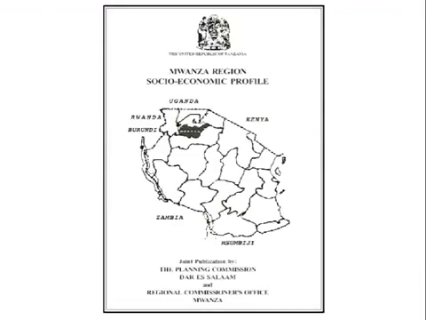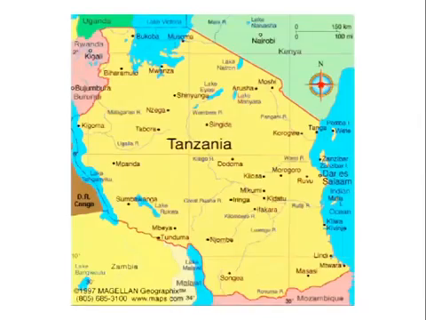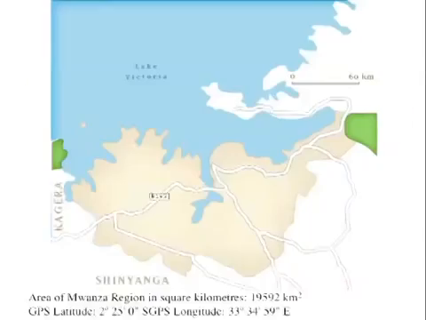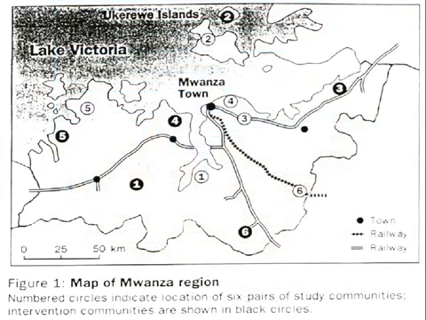This is Tanzania, I guess, looks like. So here's a better map of Tanzania, and Mwanza's up here on Lake Victoria. And so here you can see the town, and here's where the different communities were. Each number is one pair of communities, this is another pair, this is another pair.